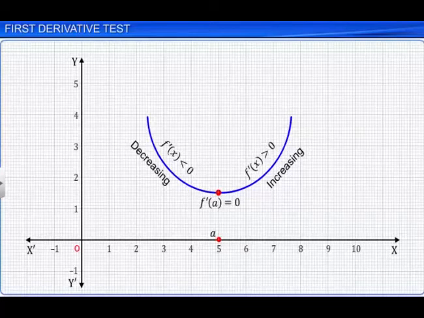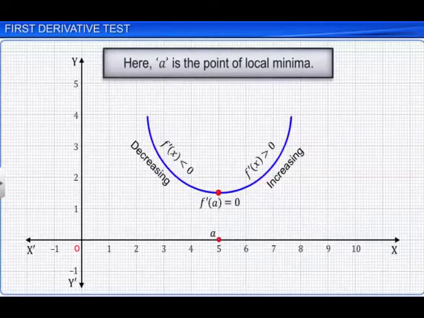Here, we can observe that the derivative of f is negative at every point sufficiently close to and to the left of a. Similarly, the derivative of f is positive at every point sufficiently close to and to the right of a. That is, the derivative of f changes its sign from negative to positive when x increases through a. In such situations, point a is known as the point of local minima.